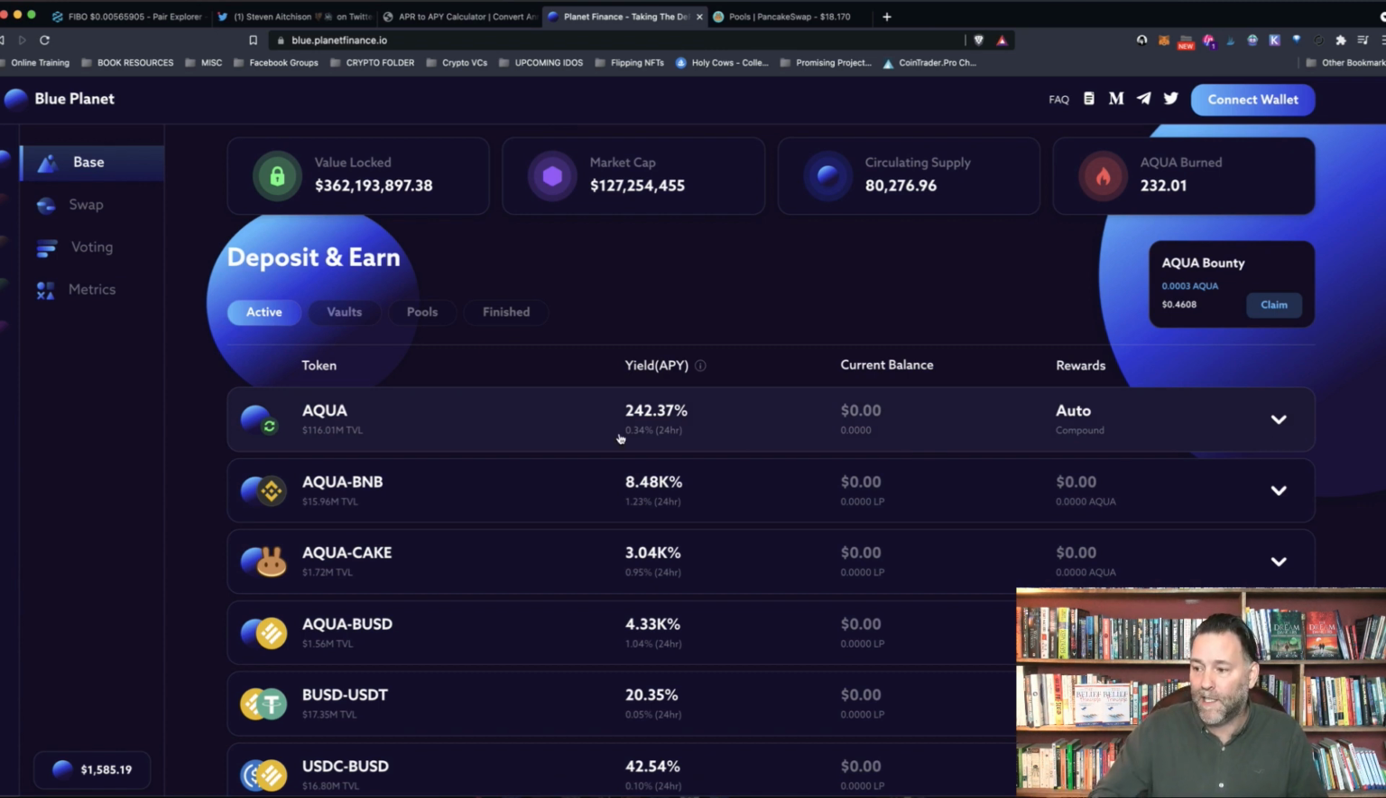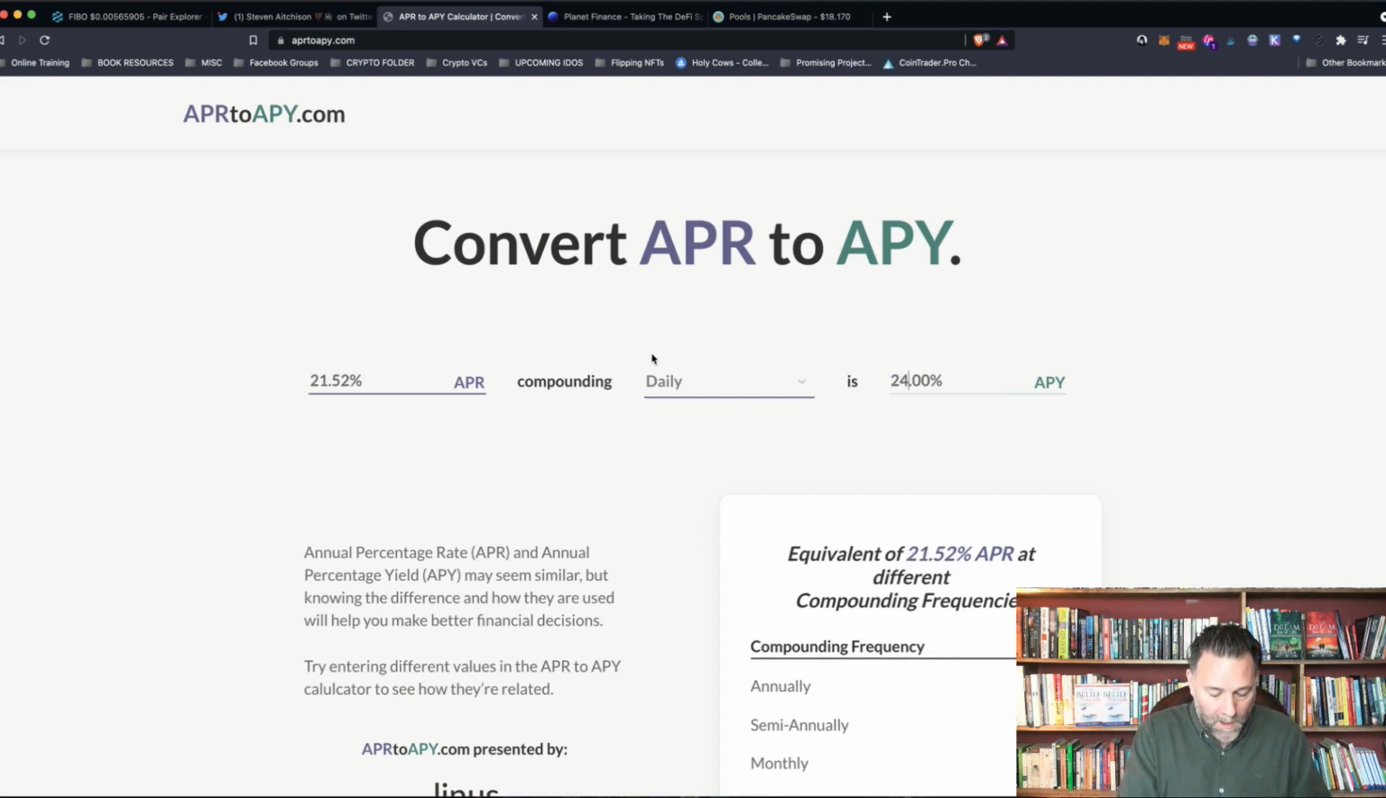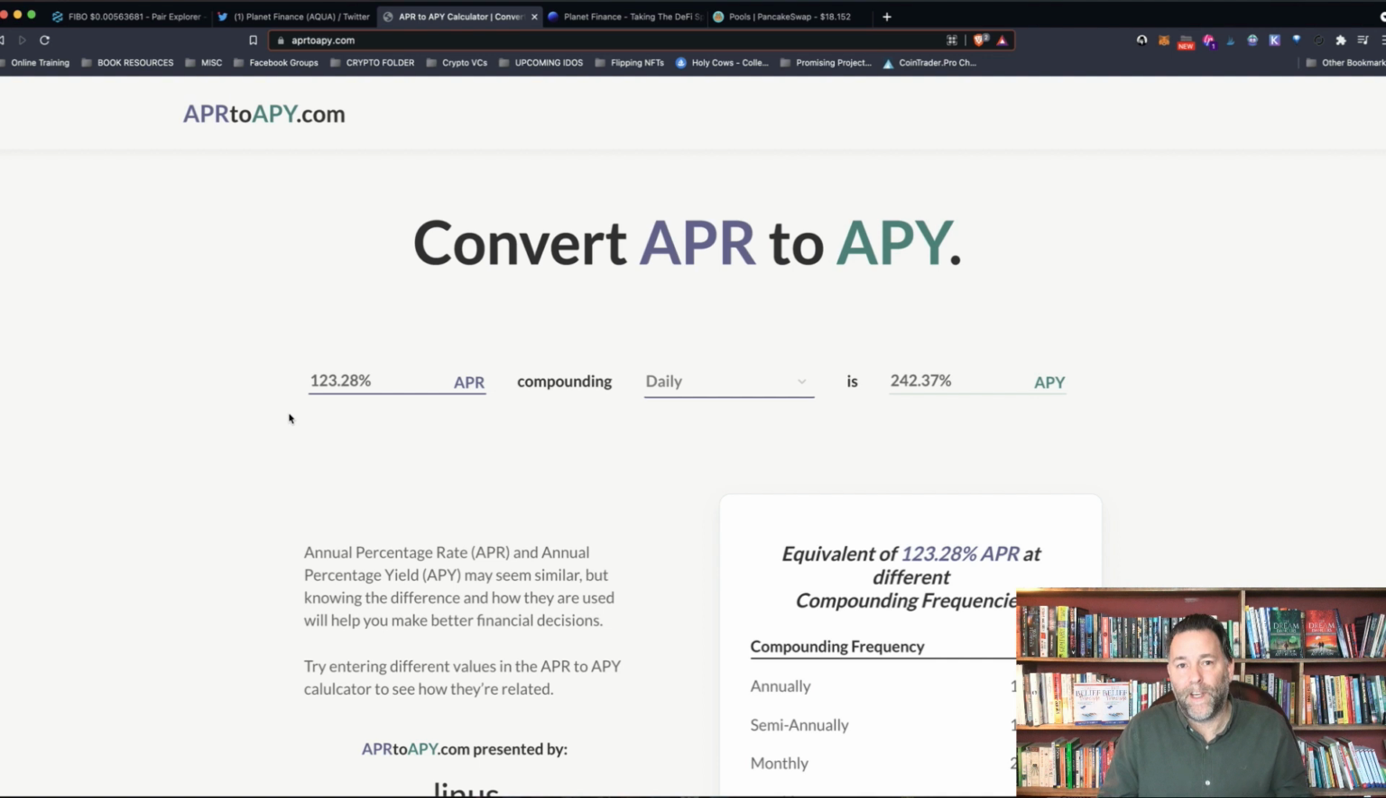So if we reverse this and say, okay, what's the APR on Aqua if its APY is 242.37%? We'll do that in a calculator. 242.37, the APR is 123%. That means if you put $1,000 in and the price stays the same for Aqua, you're going to get $1,230 back over the year. So if you don't do anything and you just get an APR of 123.28%, you're going to get that money back over the year. You're going to get $1,238 back for your original $1,000, which is brilliant, which is fantastic.